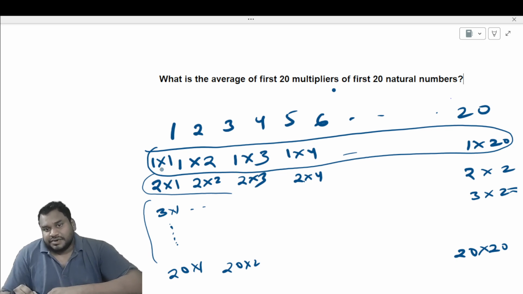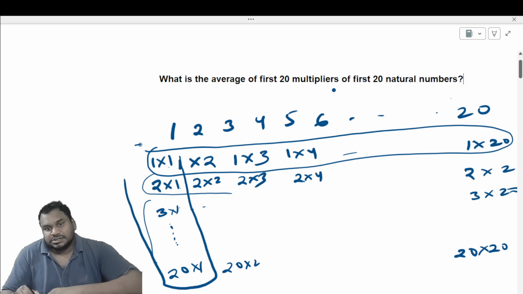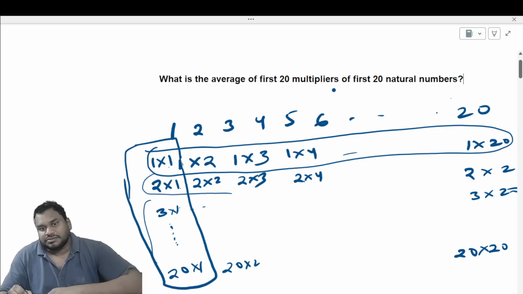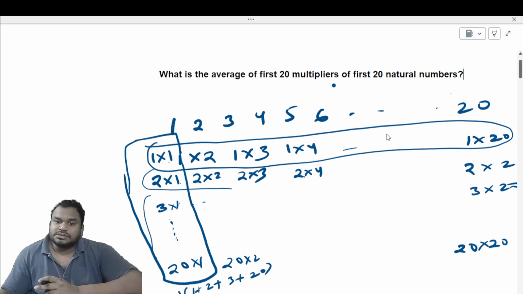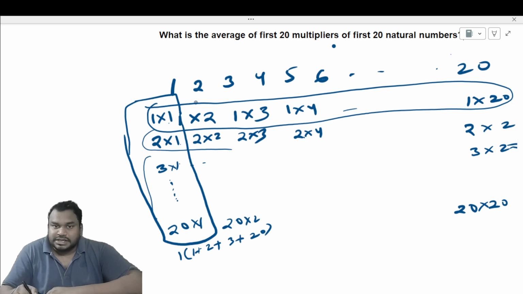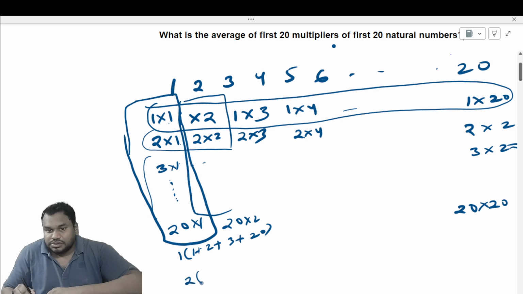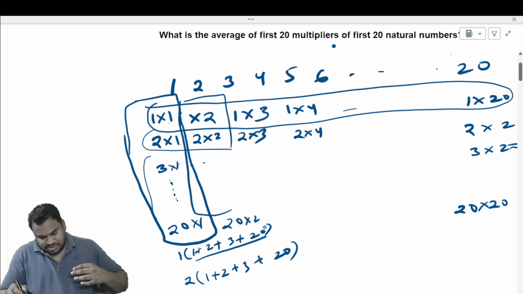See, 1 into 1, 2 into 1, 3 into 1. You just take only this. In this, you can take one term common. What is that term? 1. If you take 1 common, then it will become 1 plus 2 plus 3 plus till 20, right? Yes or no? Again, in this area, if you take 2 common, then it will become 2 into 1 plus 2 plus 3 plus up to 20.